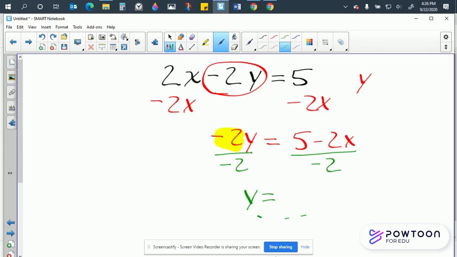So y equals, and here once again, we split up the 5 divided by negative 2 and the 2 divided by negative 2. So we have negative 5 halves plus x, because the negative 2 over negative 2 becomes a positive 1x.